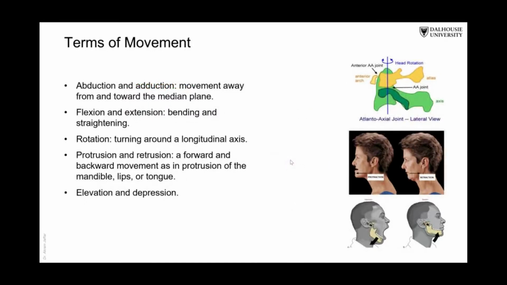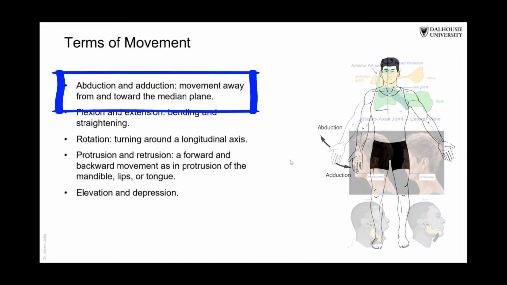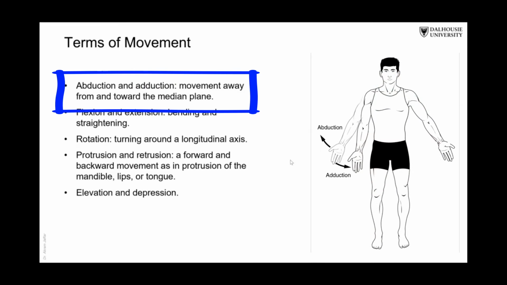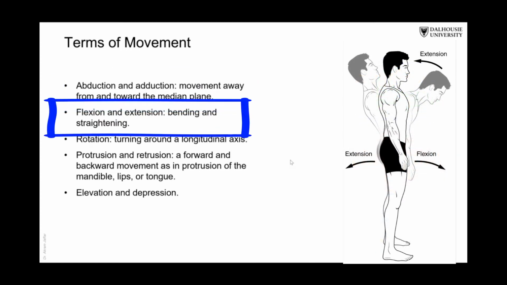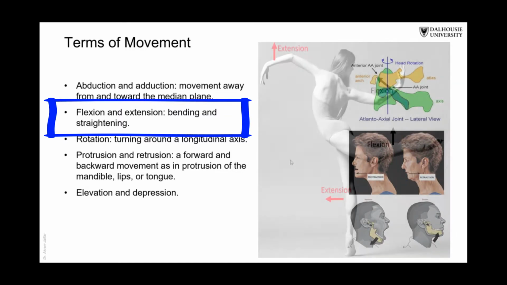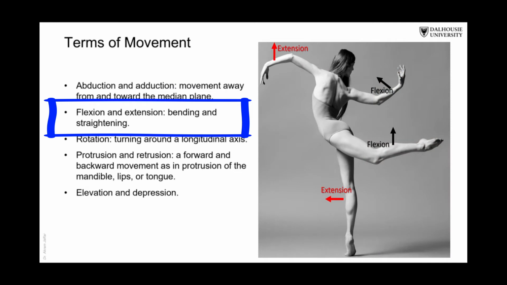Then we have these terms of movement: abduction, which is a movement away from the median plane, and adduction is a movement toward the median plane. Flexion is a movement of bending, and extension is a movement of straightening. For example, you flex your elbow when you bend it, and you extend your elbow when you straighten your arm.